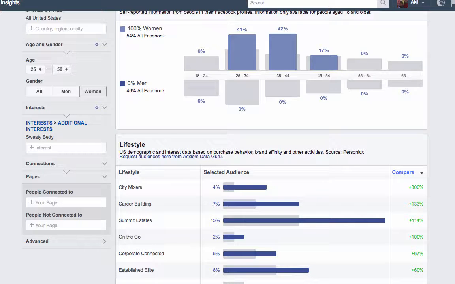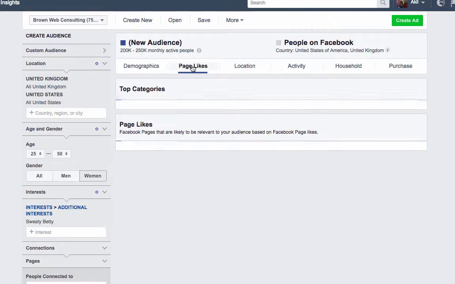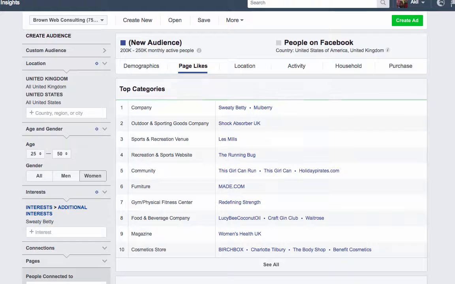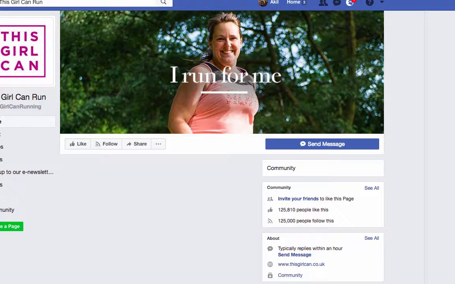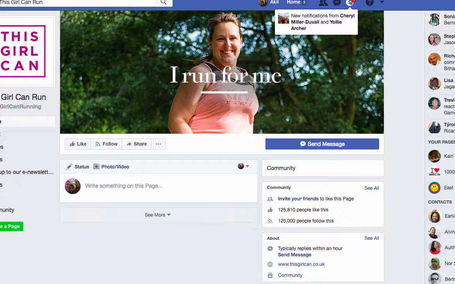The next page is where you can look at page likes, and you can see what type of pages they like. So here you can see Sweaty Betty, Mulberry. You can see that they have an expensive taste. They're maybe looking at This Girl Can Run. That's a community or a page. You can right click on that and see what that's all about. Obviously, This Girl Can Run is mostly about inspiring women to run or something like that.